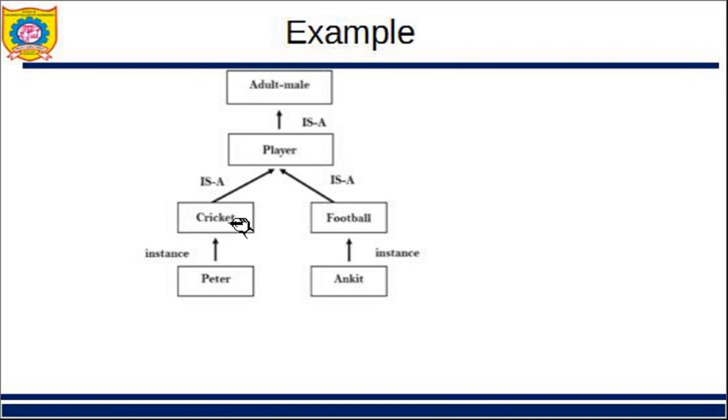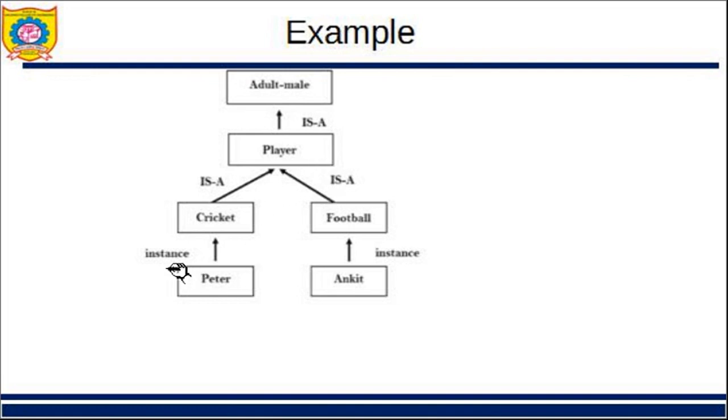Adult male is an object, player is an object, football is an object, cricket is an object. Boxes represent different objects as well as values. So player is an object, and the value is adult male. Arrows represent the attributes. So this is nothing but an attribute.